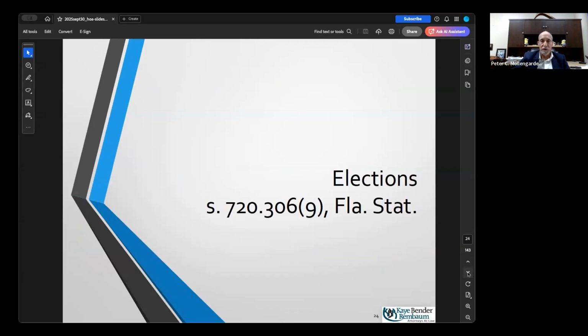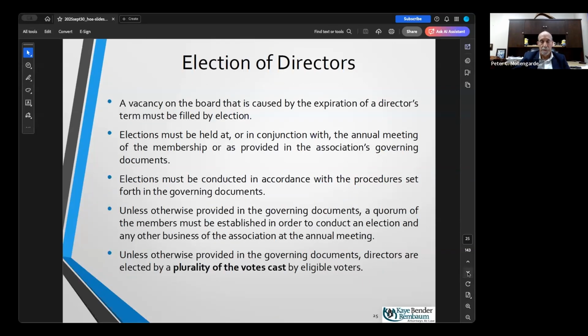So now we're going to talk about the specifics of elections. A vacancy on the board, remember, at every annual meeting is when you have your election. A vacancy on the board caused by the expiration of a director's term must be filled by election, as opposed to a director whose term ends because of resignation or death or disqualification. If it ends because that term has expired, then it's filled by an election by the membership. The election must be held at or in conjunction with the annual meeting or as otherwise provided by your documents.